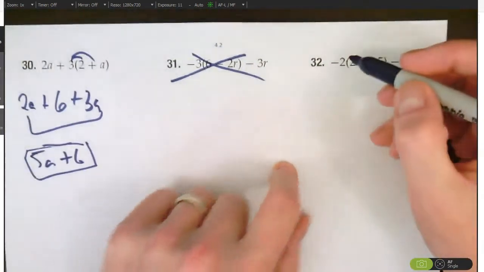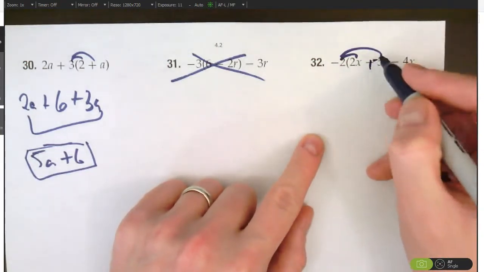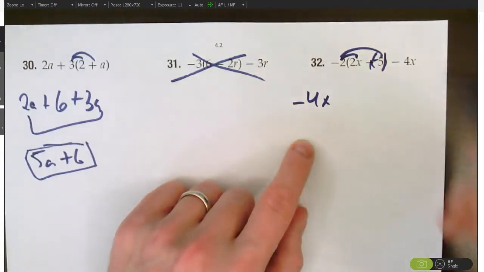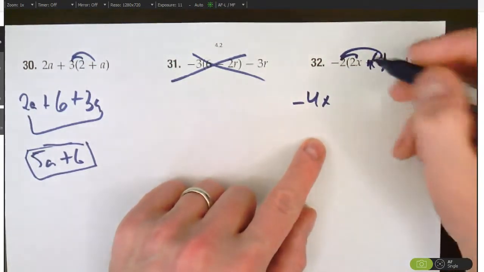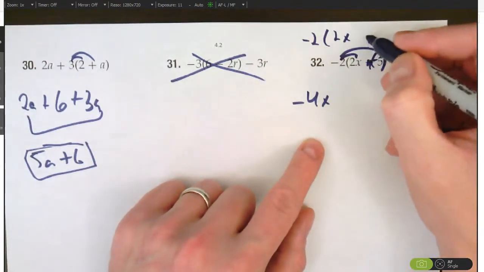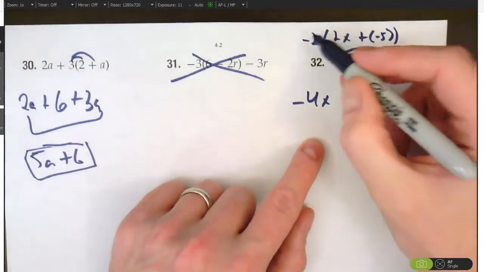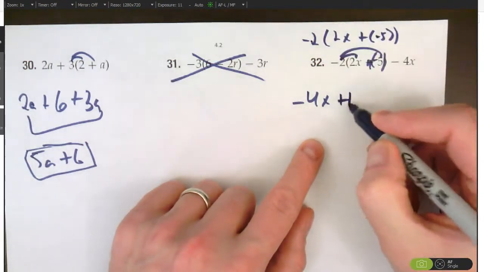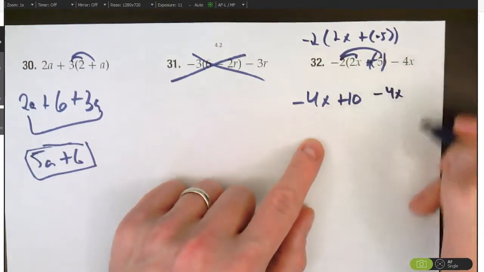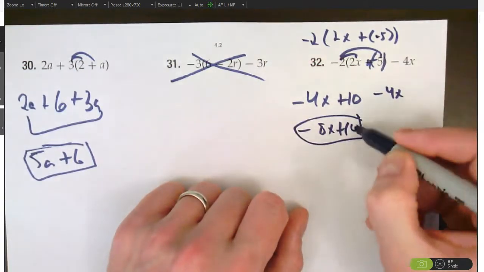On 32, I'm going to distribute a negative 2 to both of those. So negative 2 times 2x. And again, remember, negative 2 times 2x, which is negative 4x. And I talked about this in class earlier. I kind of wrote over that. It was negative 2 times 2x minus 5. Make that plus negative 5. And the reason is negative 2 times negative 5 is positive 10. It takes care of the sign for us. Then subtract another 4x. Negative 4x is negative 8x plus 10. There we go.